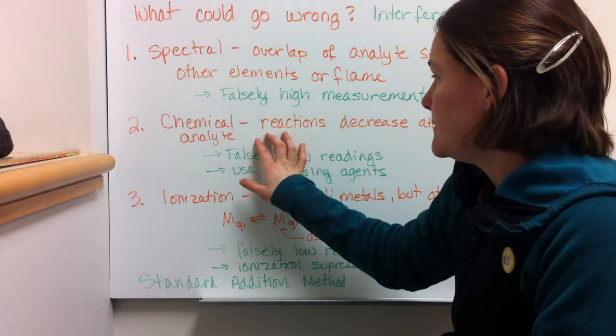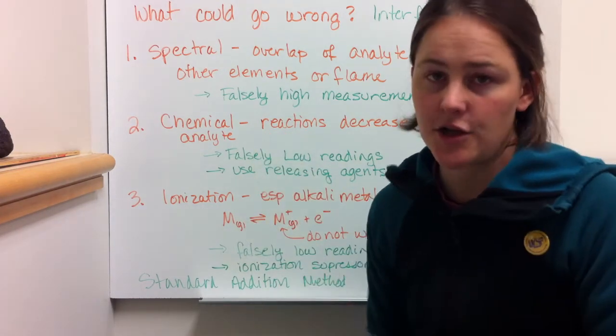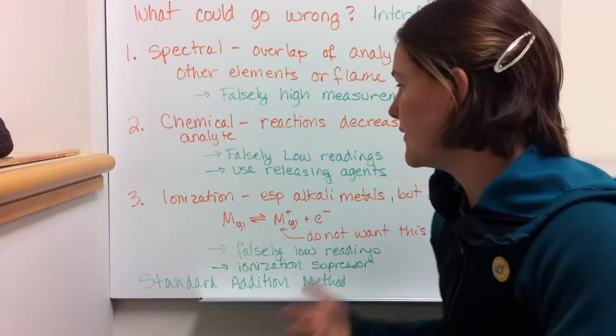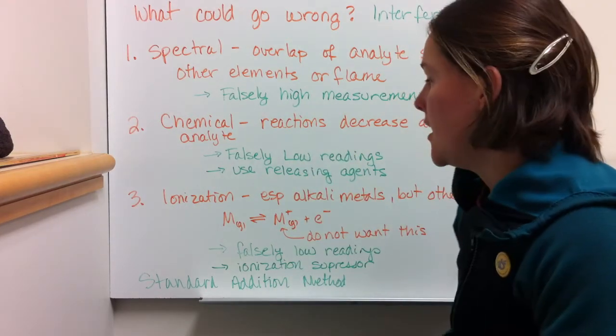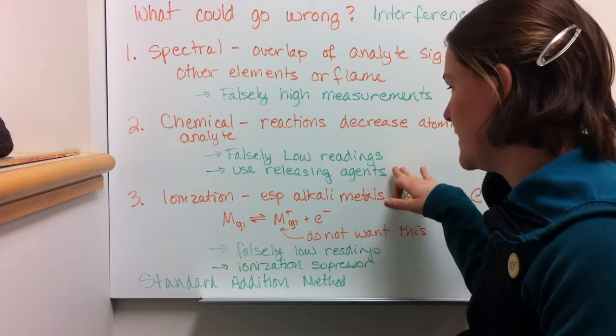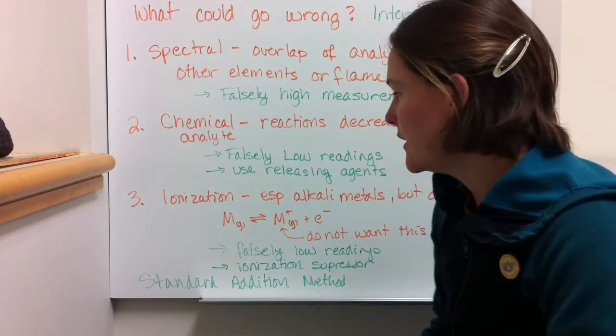You can also have chemical interferences. Basically, you have chemical reactions that decrease the amount of analyte that's atomized, and that gives you falsely low readings, although you can use releasing reagents to try to combat that issue.